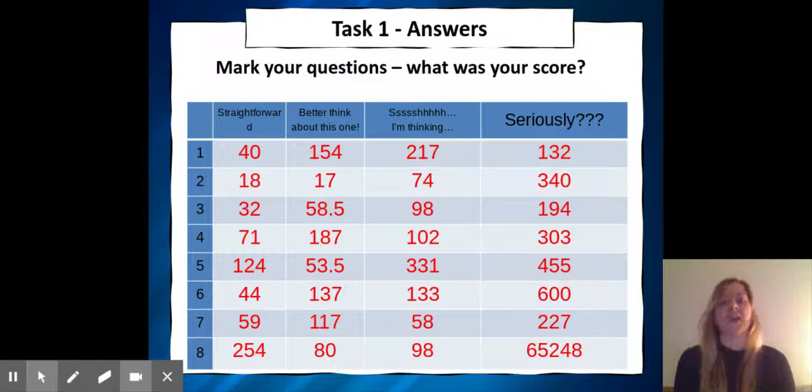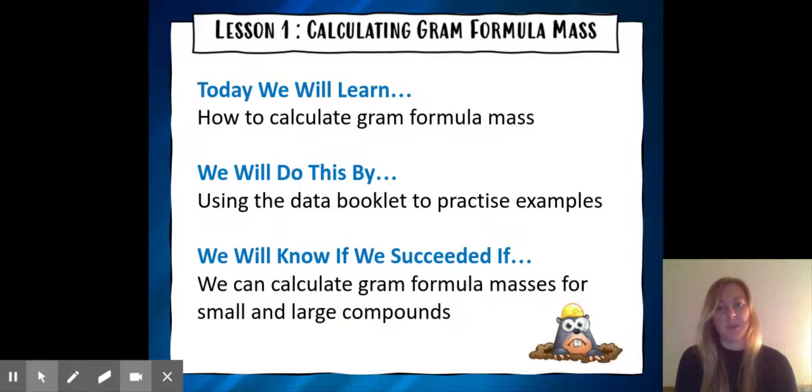So here are the answers to task 1. Mark your questions. Did you get them all correct? If you did, well done. If not, then you can always rewind and go over the examples again, or you can ask your teacher in class, who will gladly help you.